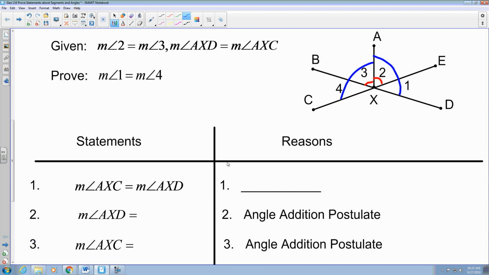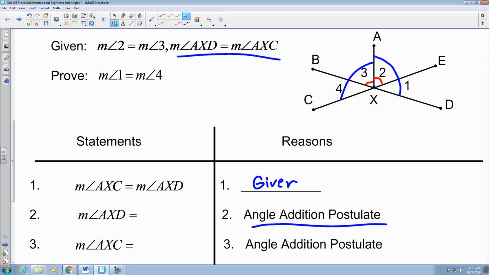So the first statement that they have here is the measure of AXC is equal to the measure of AXD. That's a given. Okay, it was given to us right there. Second statement here, it says we have the measurement of AXD equals something. And the reasoning that it equals whatever it may be comes from the angle addition postulate.